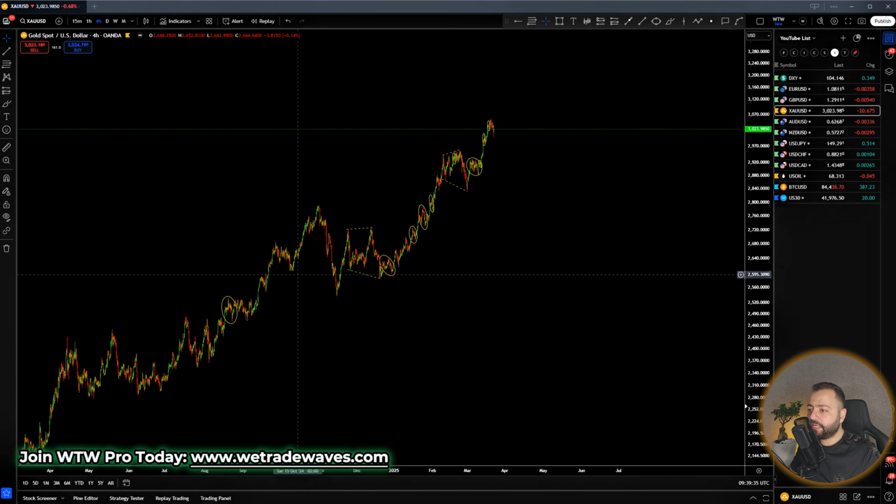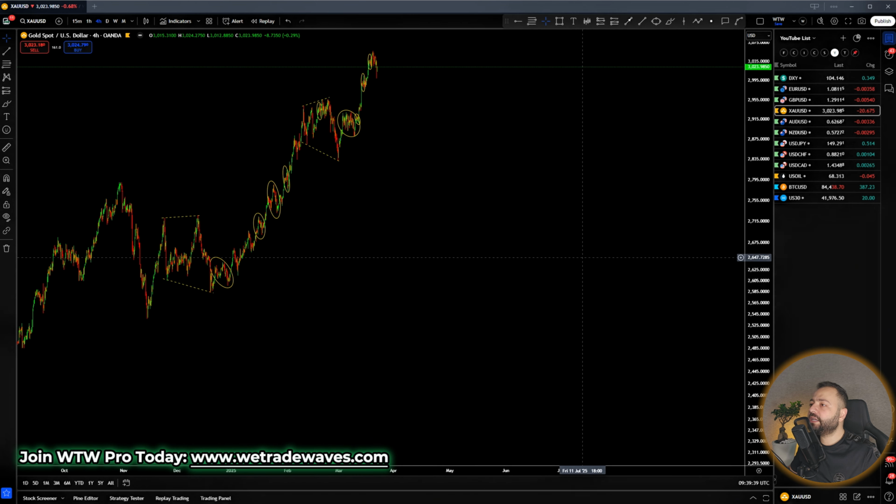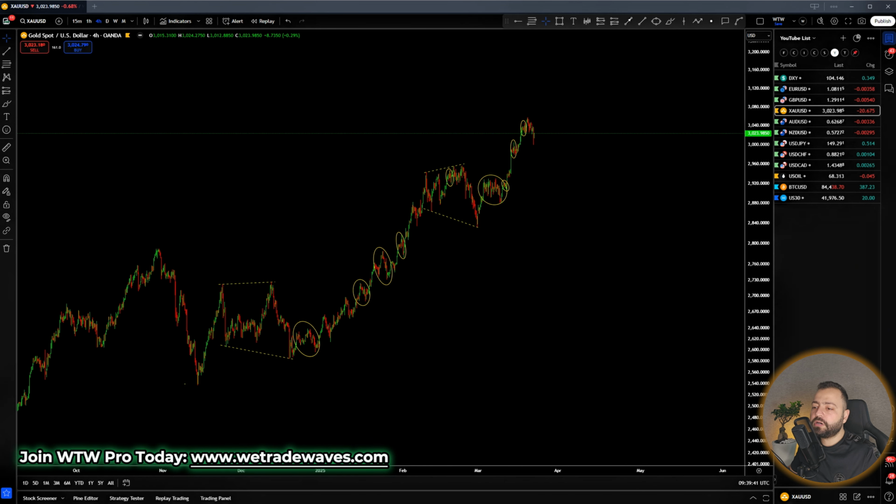We've got this pullback to take liquidity under this low, and then this was the last wave to the upside. If I zoom in here again to show you something regarding this structure, from here we've got this up wave, we have this expanding flat. Remember this one, guys, it's called expanding flat.